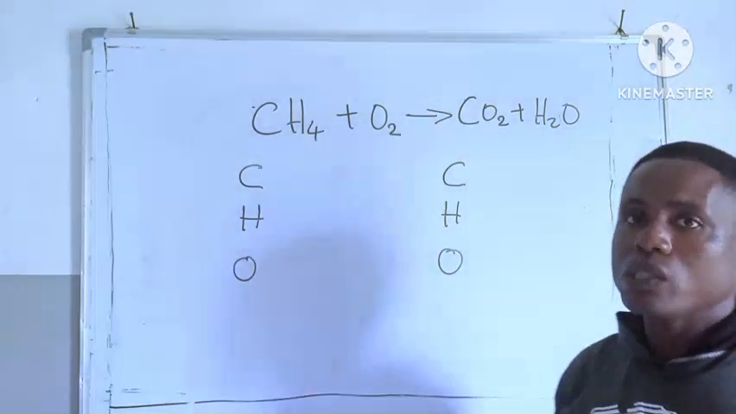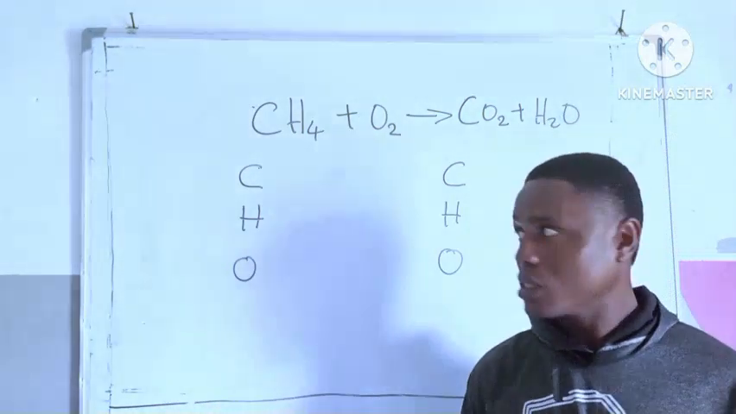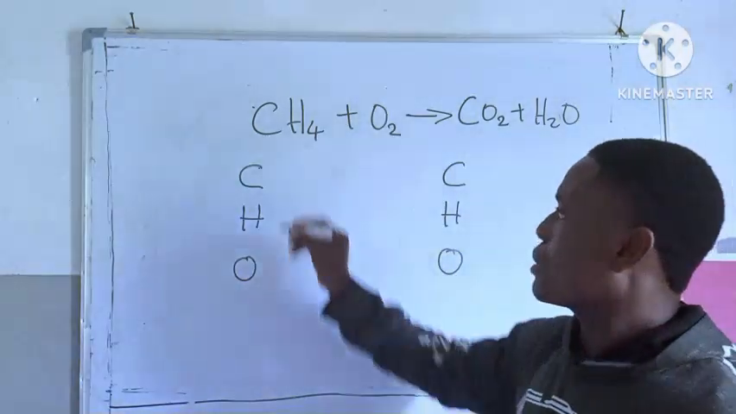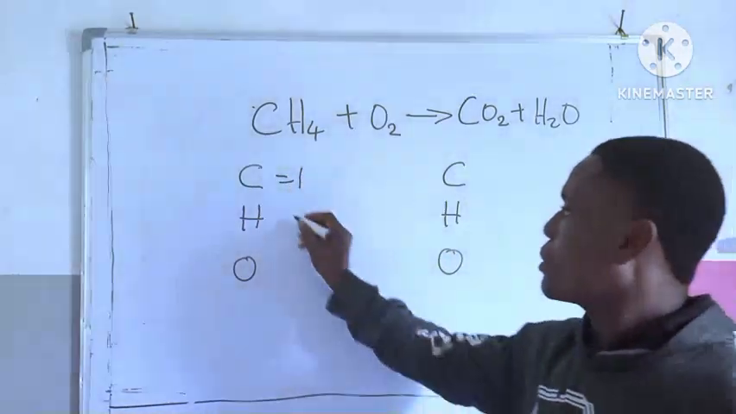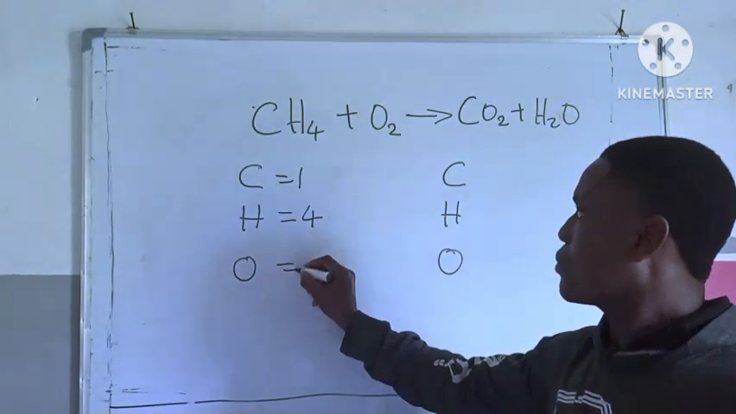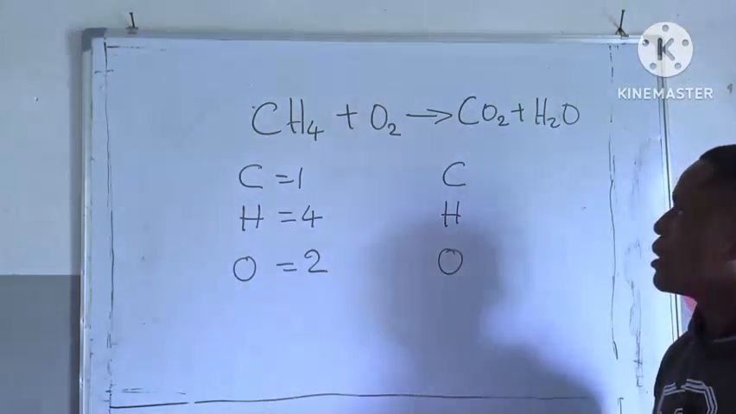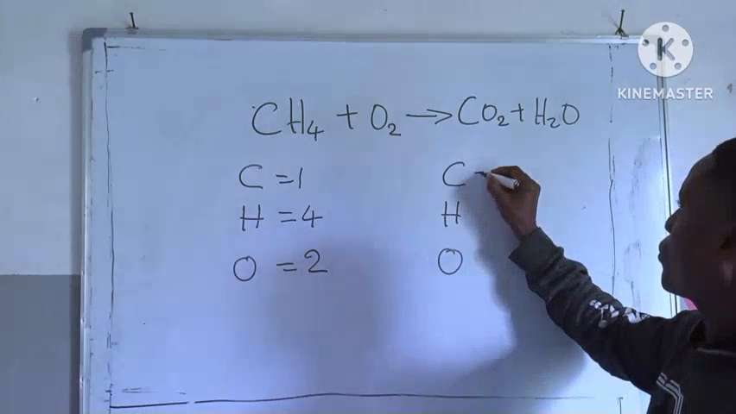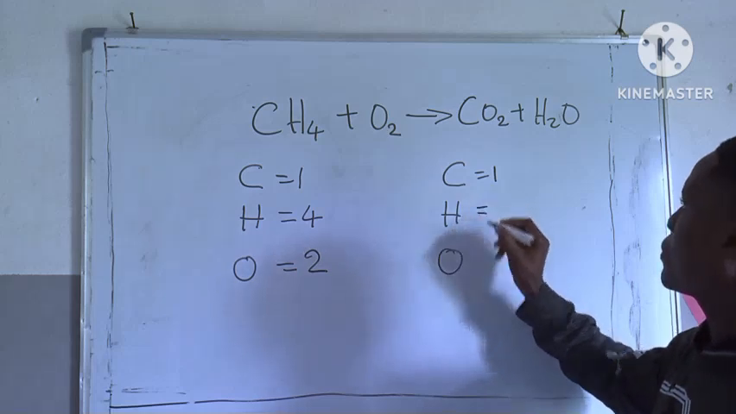So the next thing to do is to write out their given atoms or the given subscripts. So let's start from carbon. Carbon here is 1. I've explained this before, right? The second one is hydrogen. Hydrogen is 4. Then the third one is oxygen. Look at it, 2. Let's come to the right side. The first element is carbon. We have 1, right? Then the second one is what?